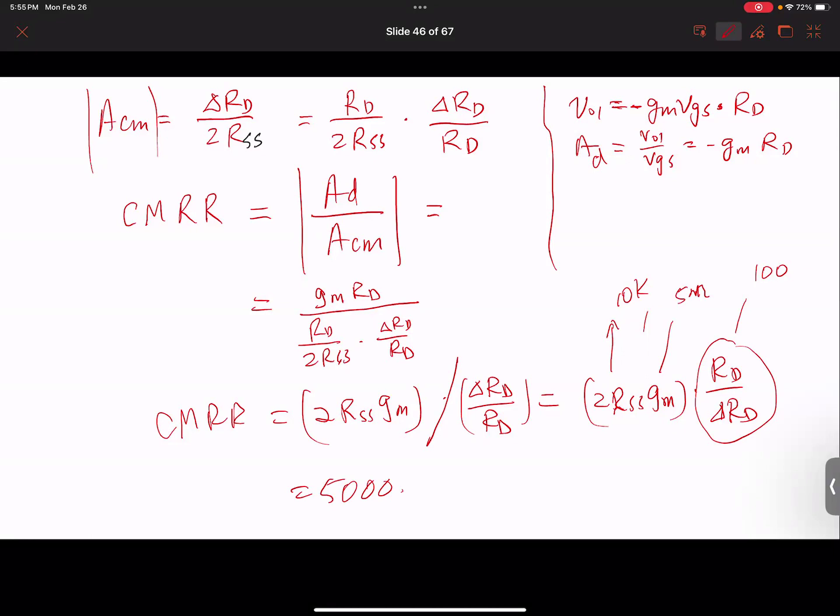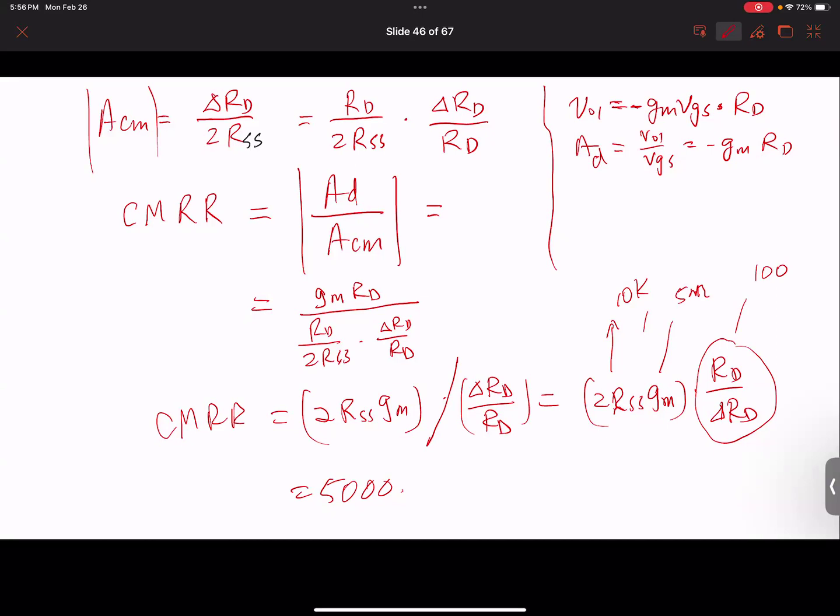But if you want to further increase your common mode rejection ratio, what can you do here? Well, simply decrease the variation. Make sure the two resistors are identical or close to identical. The smaller the delta RD, the bigger the CMRR. So that's one way we can see how we can get the common mode rejection from the RD.